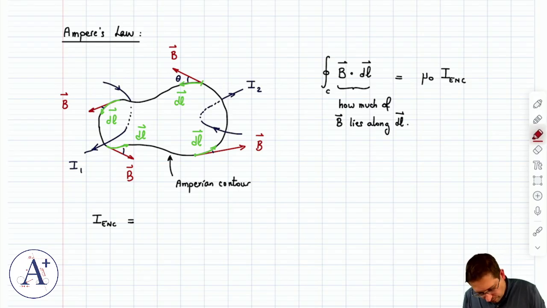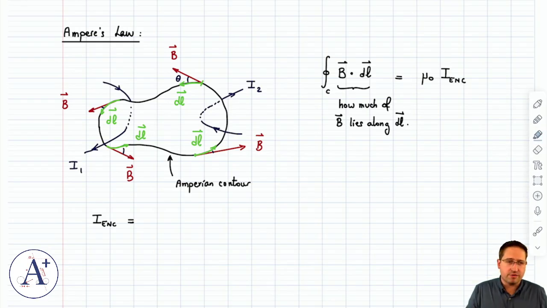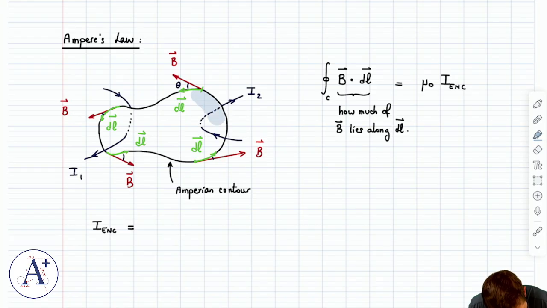Now to do that, and we might revisit this later on, it depends if we get to Ampere-Maxwell this semester or not, but for now, in the case of Ampere's law, what we're going to do is say that this closed Amperian contour bounds a surface, which is this surface, right?